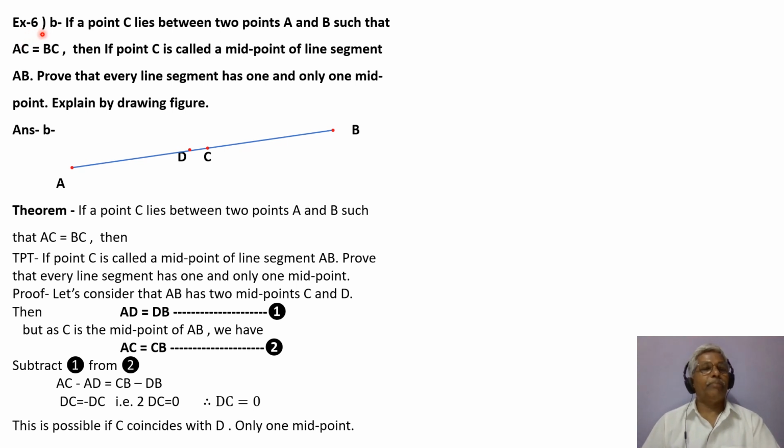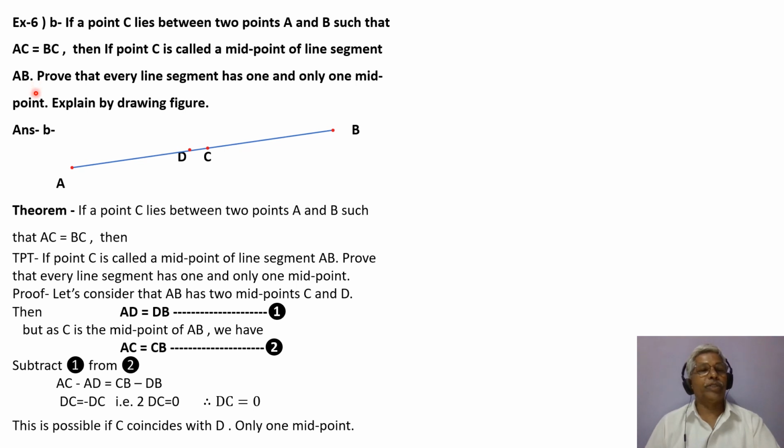Exercise 6 again, part B. Read this very carefully. It is the extension of the previous part. If a point C lies between two points A and B such that AC equals BC, this is the same as the previous one, and there is something else also given. We'll read it. Then point C is called the midpoint of the line segment AB. If this is the condition, then C is also called a midpoint of the line segment AB. This is what is given.